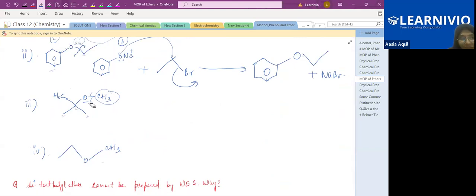So you have to check this type of thing. See, this is oxygen. This is your alpha carbon. First of all, you have to check the alpha carbon. This is your alpha carbon, and again, this is an alpha carbon. Alpha carbon is the one that is directly attached to this oxygen linkage. To this oxygen, this carbon is directly attached. So this is your alpha carbon.